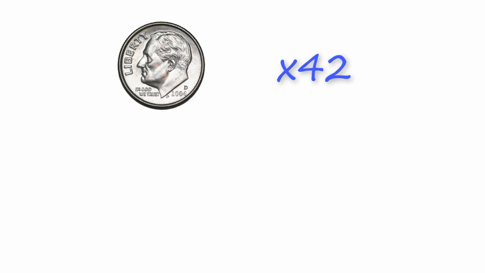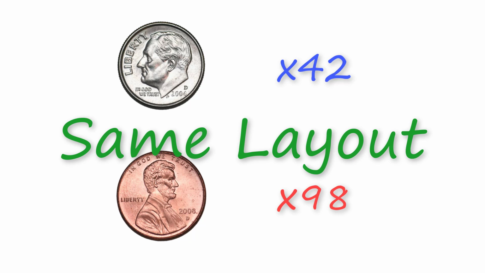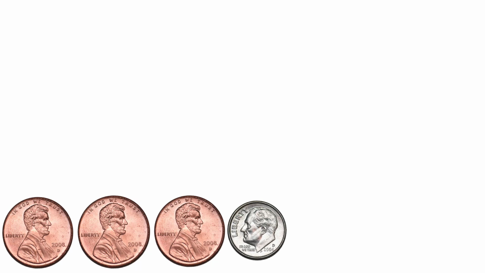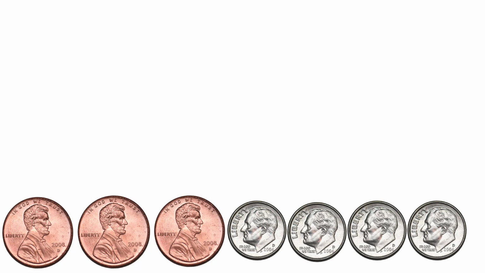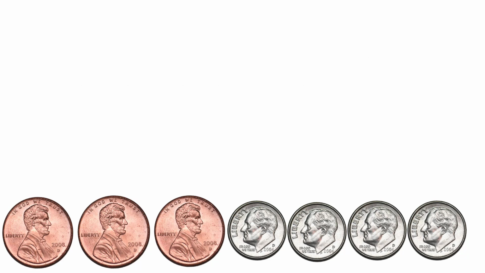This time, you're going to solve a word problem on your own. Let's say you have 42 dimes and 98 pennies, and you want to put them in stacks so that every stack has the exact same layout. For example, if one stack has 3 pennies and 4 dimes, that means that all of the other stacks have to have 3 pennies and 4 dimes. What is the greatest number of stacks you can make? Go ahead and pause the video to try to solve the problem.